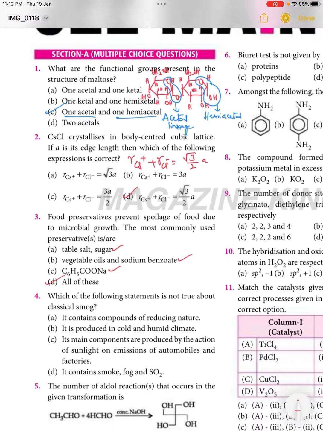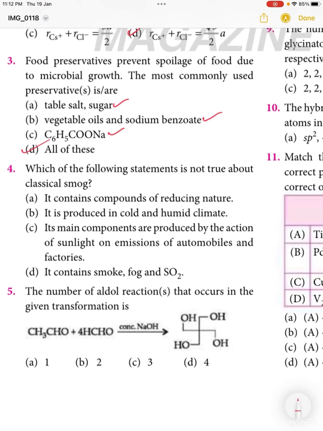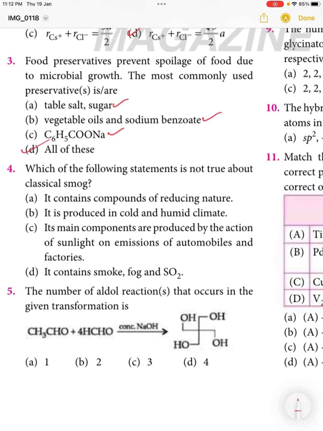Next, coming to the fourth one, that is, which of the following statements is not true about classical smog? If you see the options, it contains compounds of reducing nature. Yes, this is a correct statement. It is produced in cold and humid climate. This is also right, but we have to select the wrong statement. Its main components are produced by the action of sunlight and emission of automobiles and factories. So this is not true regarding classical smog.